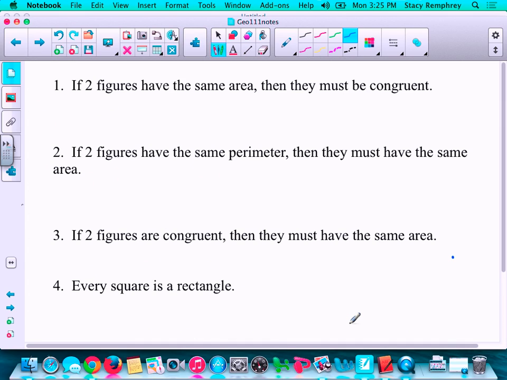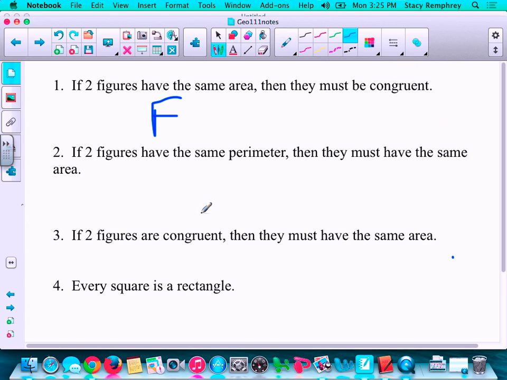So this is a section of true and false. I'd like you to put down true and false to answer these, and then come back and push play for the answers. All right, for the first one, this is false. You could actually have a rectangle with, say, an area of 24 and a triangle have an area of 24. A rectangle and a triangle aren't congruent, so this would be false.